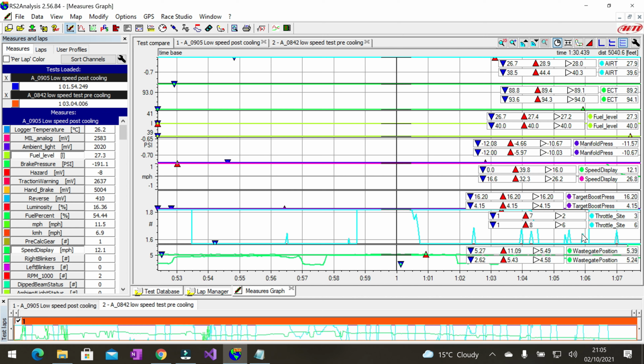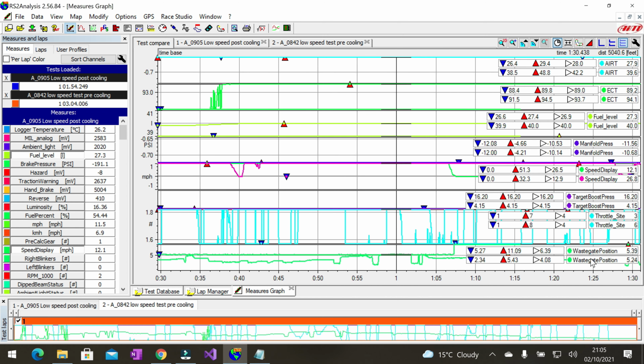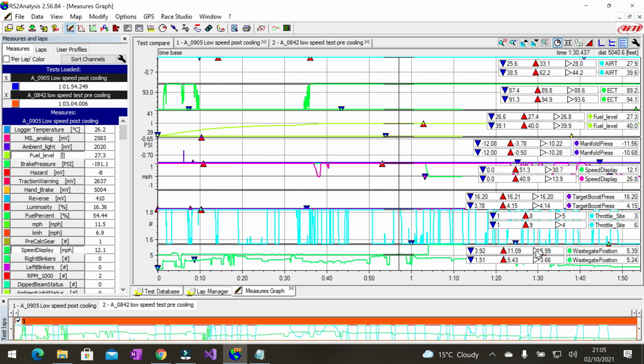So you can see there are many sensors or metrics, if you will, that I've picked here. So I've got wastegate position, which is not really that important, but we've got a throttle site, so where the throttle pedal is. Target boost pressure, so the demand on what boost you're getting, the speed, how fast we're actually going, manifold pressure, how much pressure is actually going into the inlet manifold, the fuel level, which is interesting because if fuel heats up, and I have done cooling around fuel, the ECT temperature, so that's the coolant temperature, and then we've got the air intake temperature.